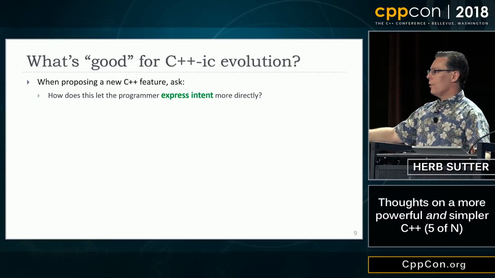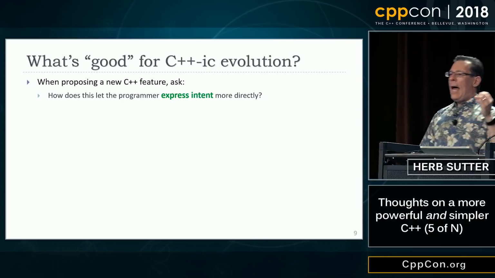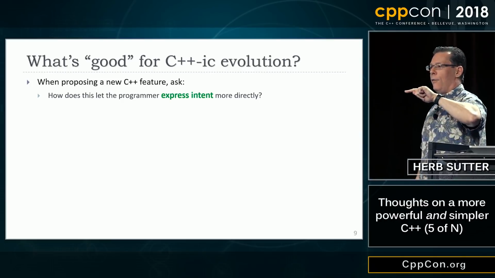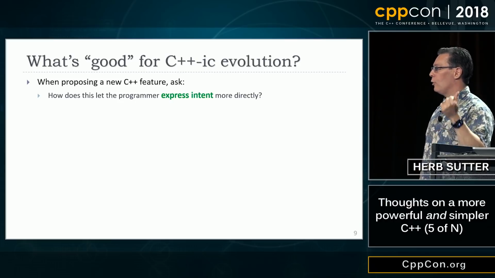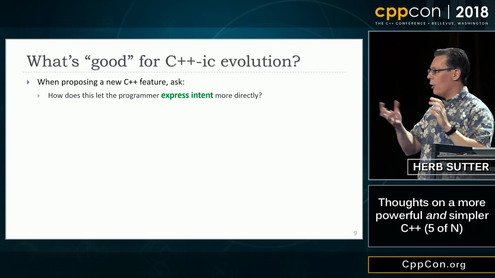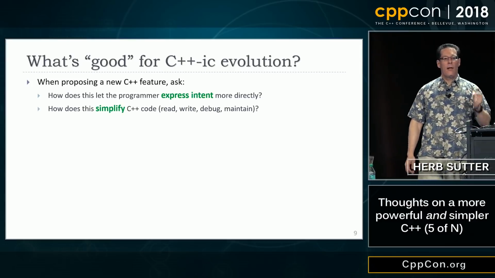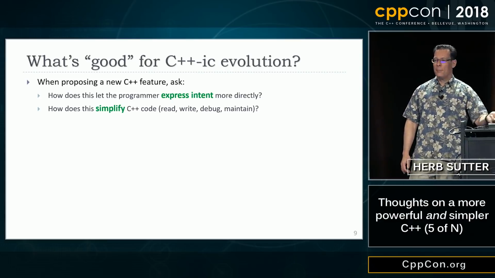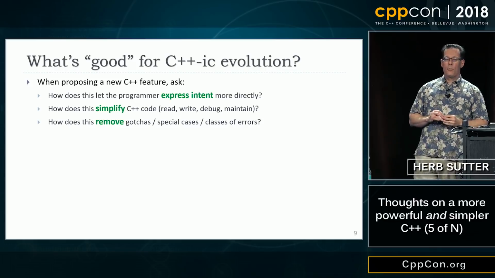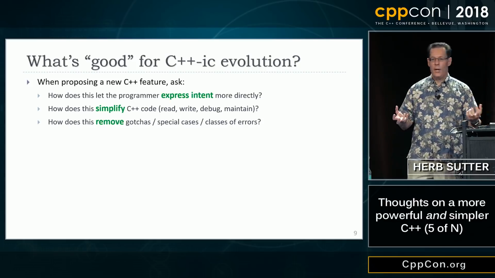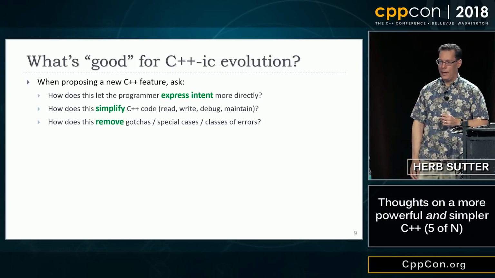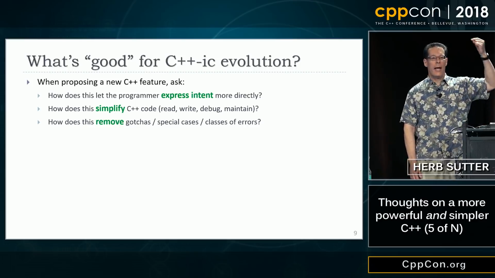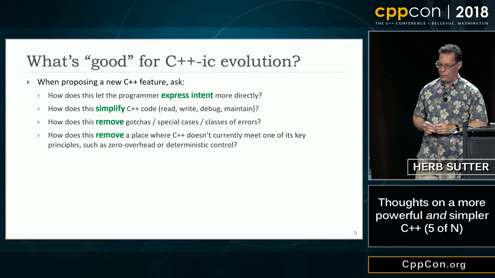So as people propose new language features or library features for C++ evolution, but especially language features, I would ask you to please consider questions like these. How does this feature let the programmer express their intent more directly? If you can answer that, you almost certainly have an abstraction, and a good general one. And then we can tweak about how general and how good and how to make it useful. How does this simplify C++ code, C++ as she is spoke, so to say, to read, write, debug, and maintain the code? How does it remove gotchas or special cases or sharp edges, foot guns from the language? And that simplifies the language because we don't have to teach them anymore, or have them drain our mental overhead as we're using the language.